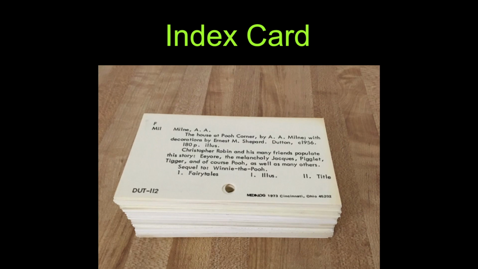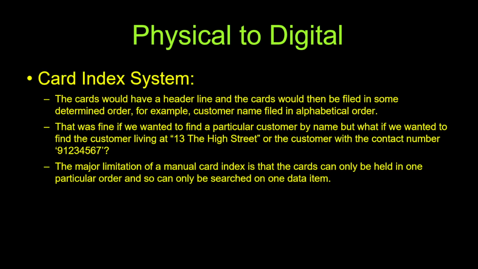But then of course we realize there are some limitations. For example, let's say we have a list that is sorted by customer name in alphabetical order. If you want to find a customer by his name, that's very easy. But what if you want to find a customer living on a particular street, or a customer with a particular phone number? This is the major limitation of your manual card index.